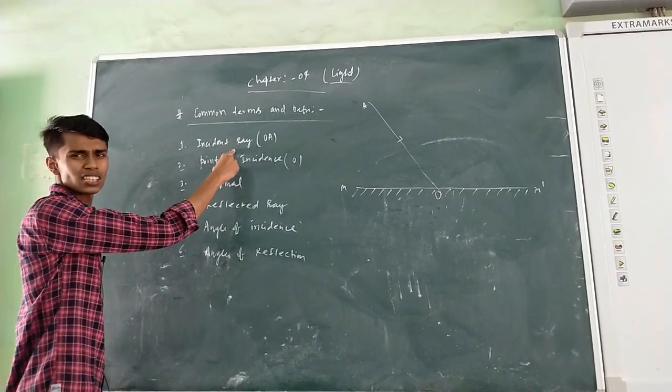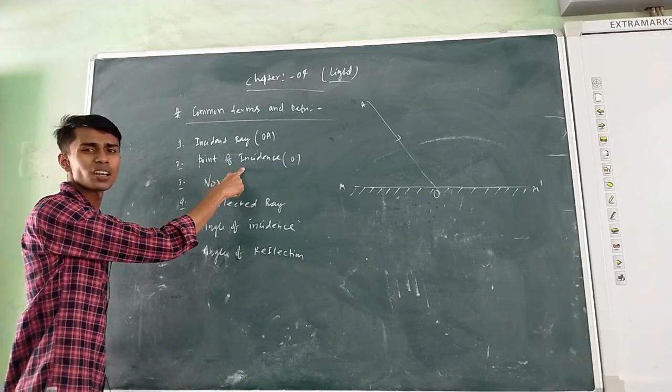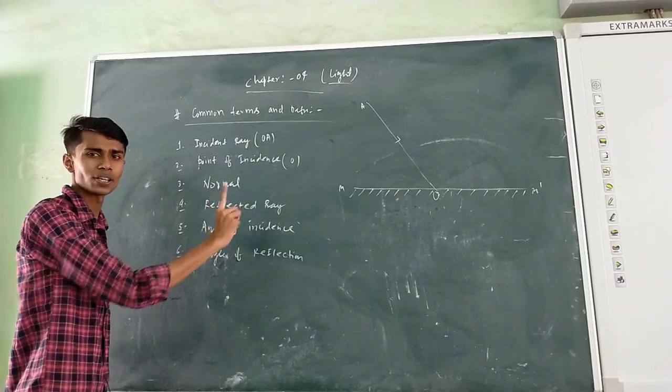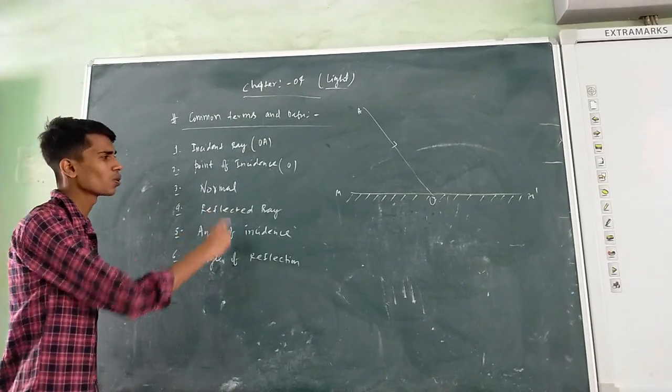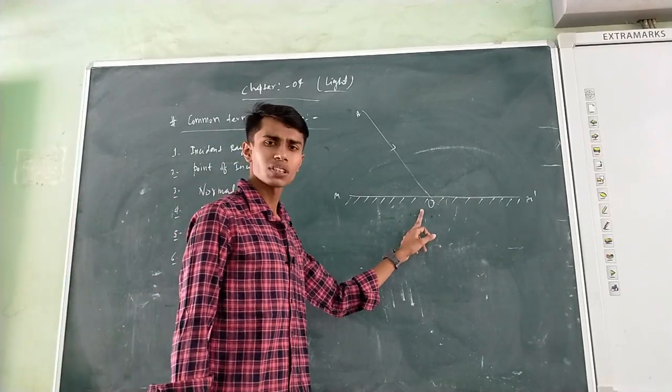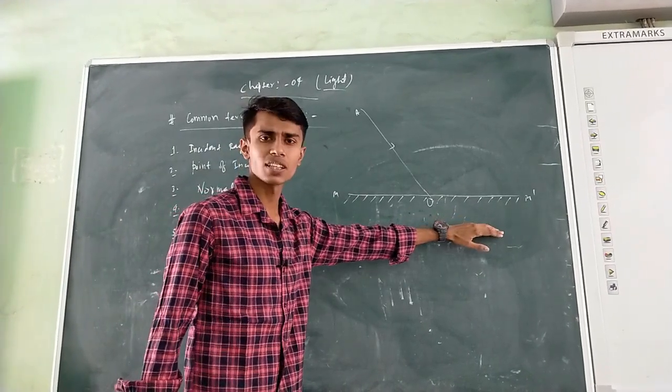The light ray which falls on the surface is called incident ray, and the point on the surface where incident ray falls is called point of incidence. Yes or not? Now go through normal. O is the point of incidence and M dash is the surface.